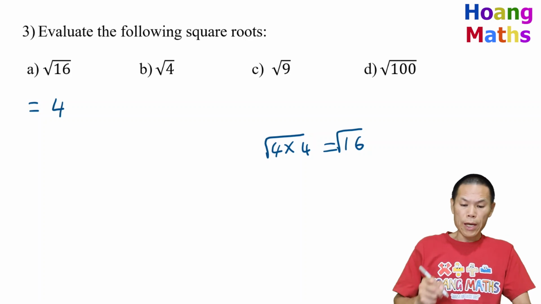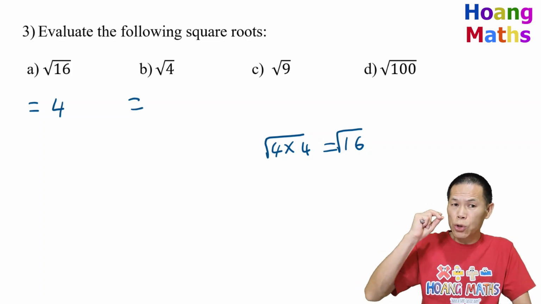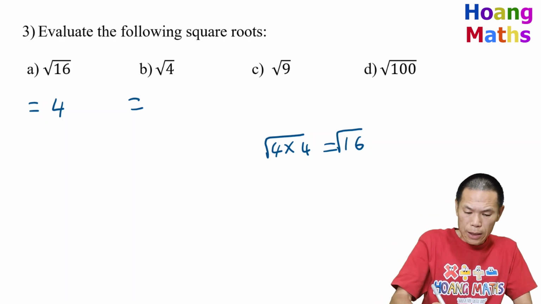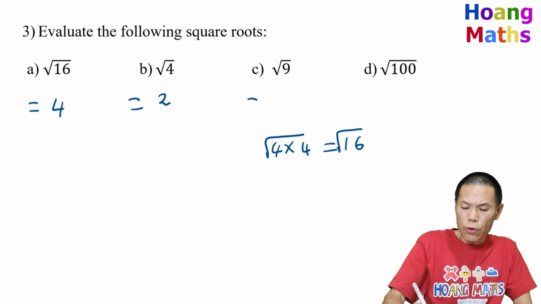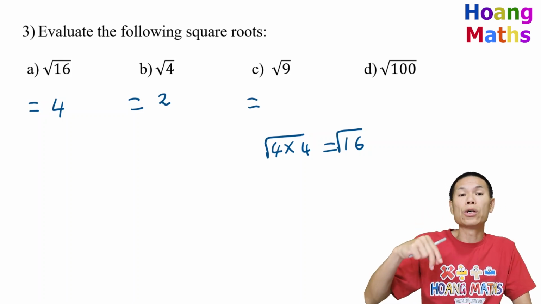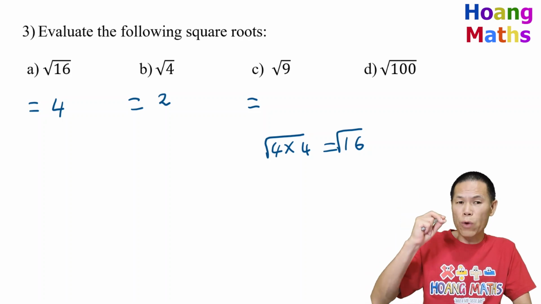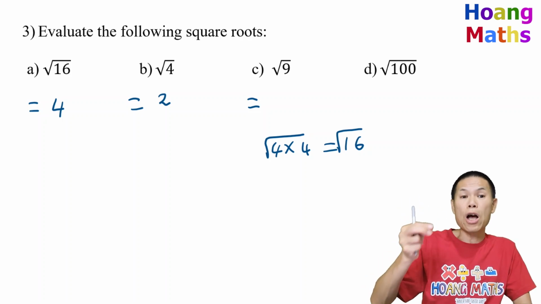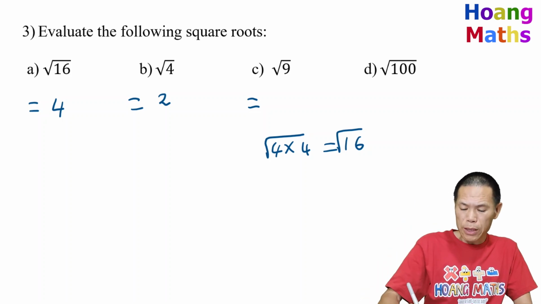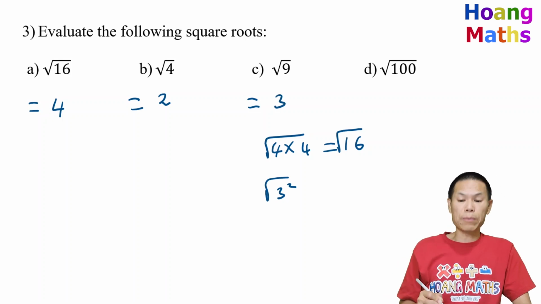Then if I take the square root of 4, 4 is 2 times 2, so the square root of 4 will give me 2. Okay, keep that in mind. And then we go square root of 9. We know 9 is 3 times 3, so the square root of 9 will give me 3. Remember, square root is the opposite of square. So the square root of 9 means the square root of 3 squared, so the answer is 3. Okay, keep that in mind.